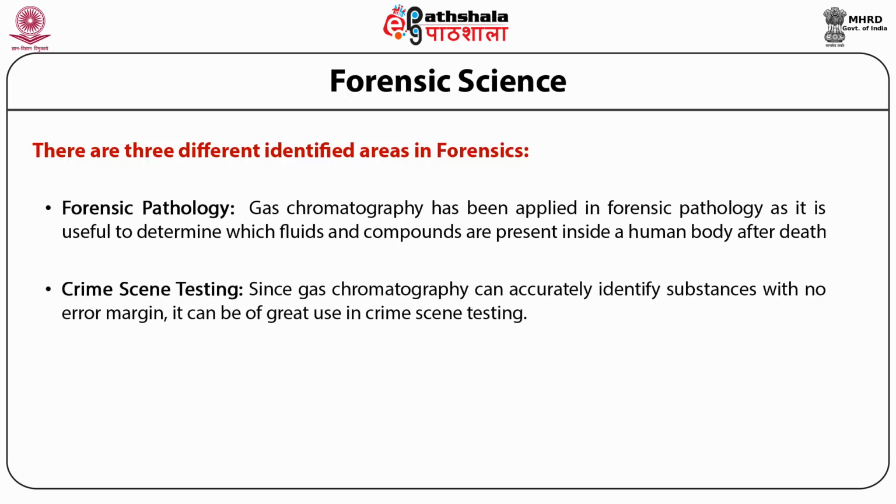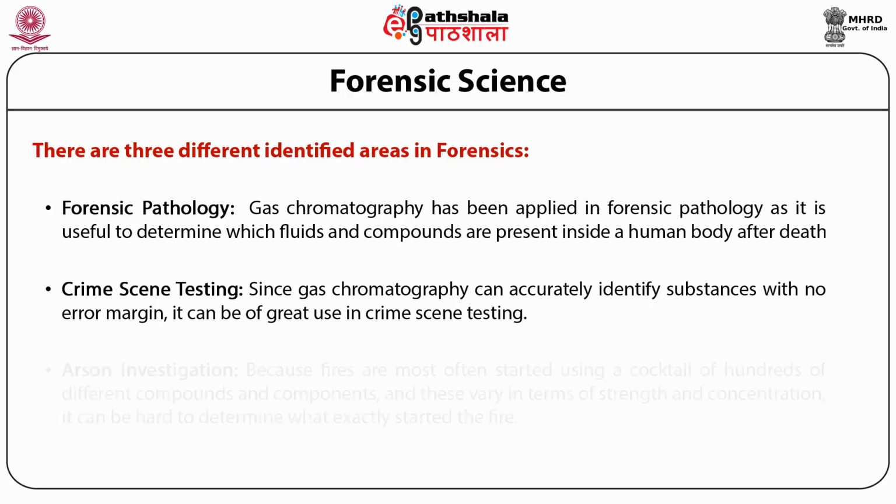Crime scene testing. Since gas chromatography can accurately identify substances with no error margin, it can be of great use in crime scene testing. The blood samples or fiber samples from clothing or other materials found at a crime scene can also be tested with the help of gas chromatography. This allows scientists to pinpoint exactly what and perhaps who was present at the scene of the crime, and may even allow them to develop theories on where the suspect or victim had been before, depending on the variety of material found.